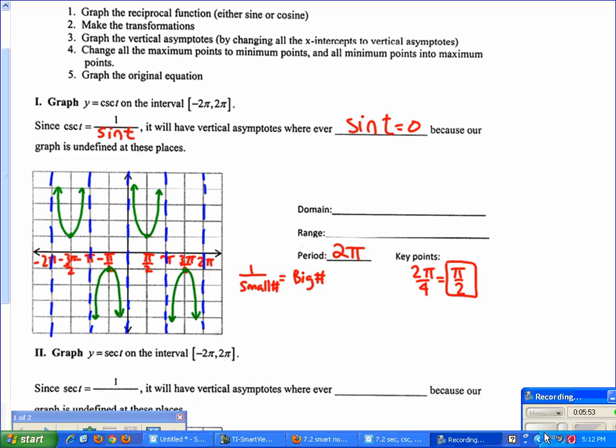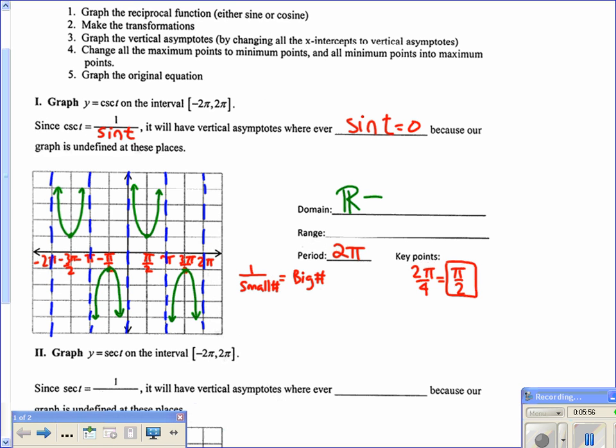So the domain is all real numbers, except everywhere we have asymptotes. So notice the asymptotes are occurring every single pi. So what's the first place that it occurs at? 0. So it would be 0 plus pi k, or you can just write pi k, or actually let's use n because that's what we've been using. So pi n, where n is equal to an integer. So that would be the domain. Or if you want to write negative infinity to infinity, t not equal to pi n, that would be fine too.